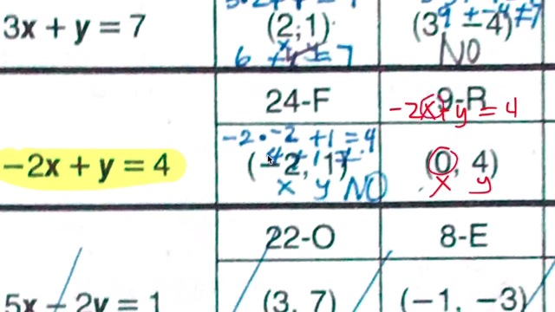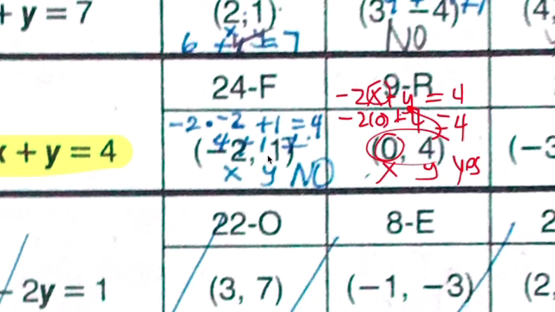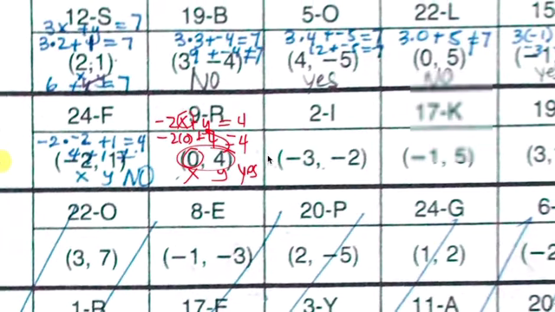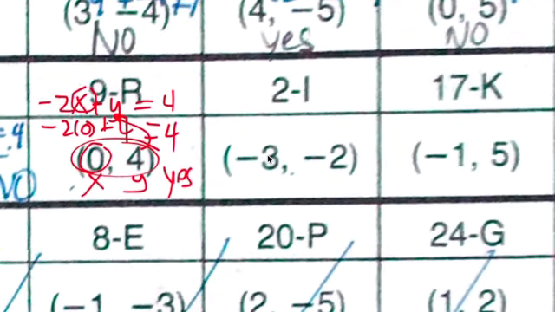So that's negative 2 times 0 plus that y which goes in here, plus that 4. Does that equal 4? Yep, it does. So this is a yes. 0, 4 is a yes. Okay. Take the same equation, negative 2x plus y equals 4.